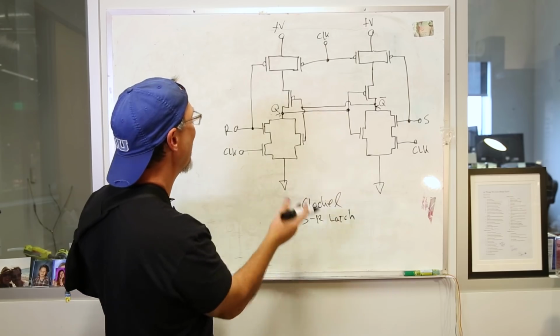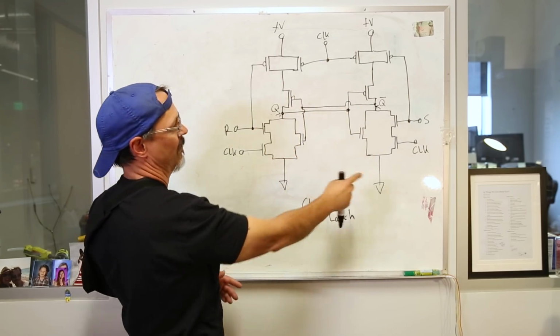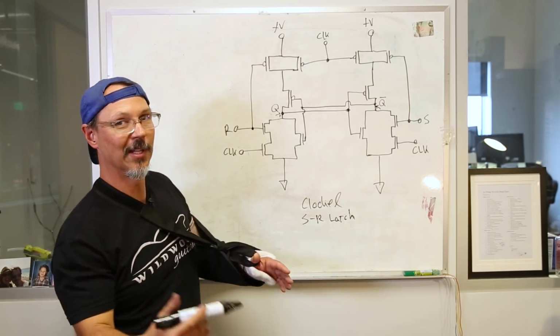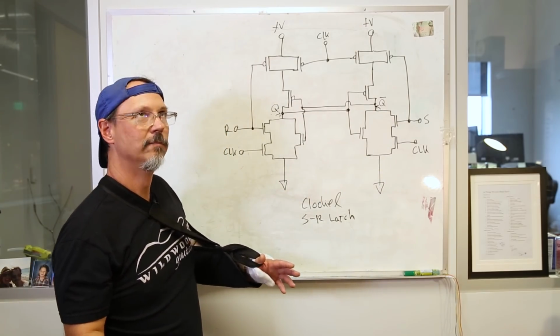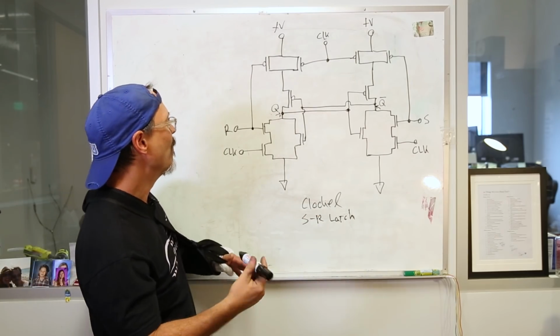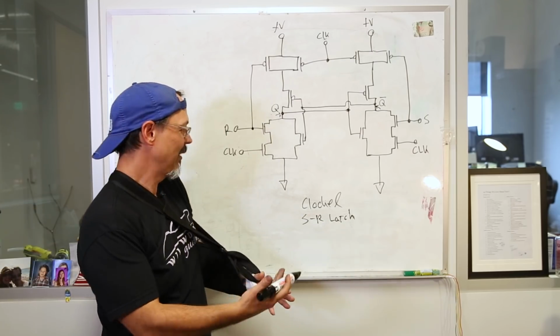Now, when the clock goes high, just the opposite. This turns off, this turns on, and same on the other side. Now your inputs are active for the time that the clock is high. High, yeah, high, low, I keep doing this. And that's basically how a clocked set reset latch works.